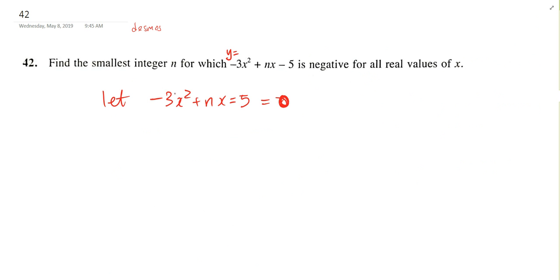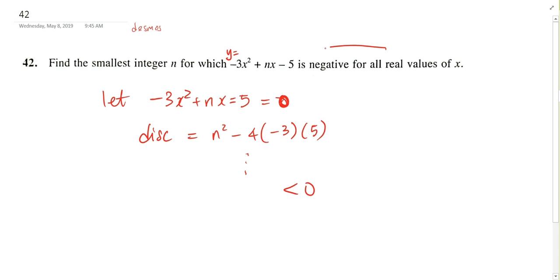Okay, never mind. Once I let this be equal to 0, I've got ax squared plus bx plus c equals 0. What can you tell me about the discriminant? n squared minus 4 times negative 3 times negative 5. Okay, what can you tell me about the discriminant? More than 0, less than 0. Less than 0, because it is below the x-axis, it is negative. It doesn't touch the x-axis at all. There is no solution over here. So the discriminant must be less than 0. Then draw the graph, go and solve your quadratic inequalities. Can?